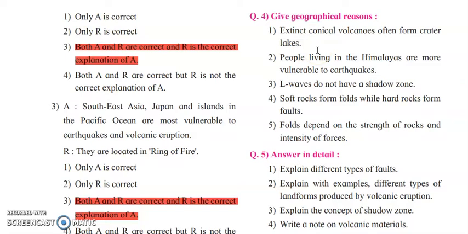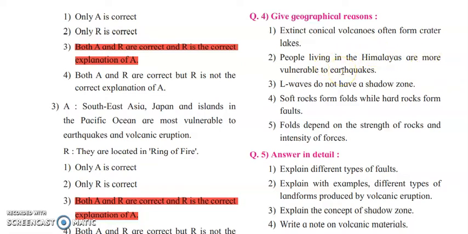Basically the crater lakes are the lakes where the volcano is already created, a deep depression is created, and later on when the rainfall occurs, all the water gets accommodated in that particular place, and because of that a lake is created of fresh water. So it is called as crater lake. Next, people living in Himalayas are more vulnerable to the earthquake.